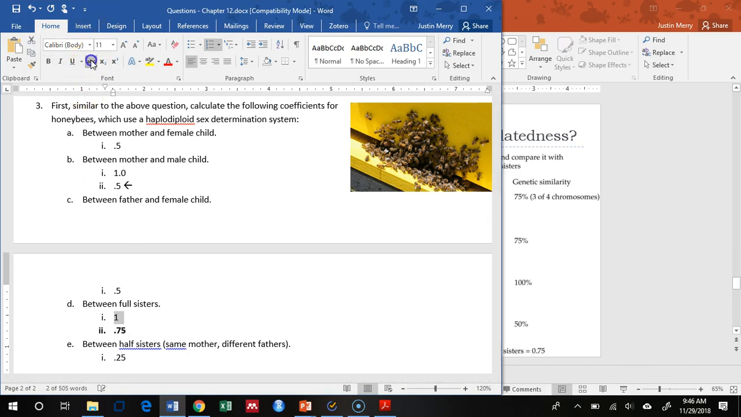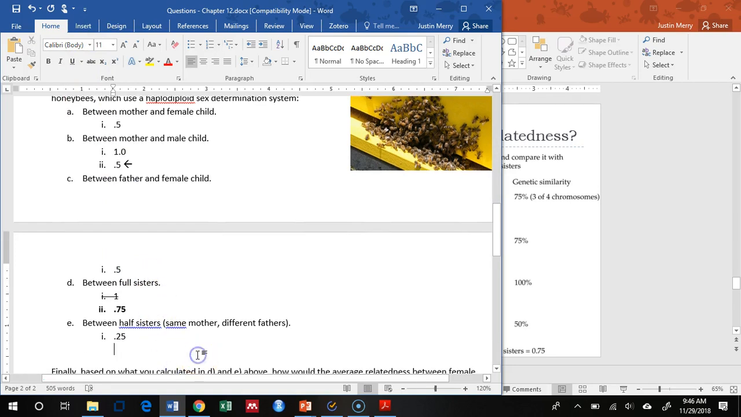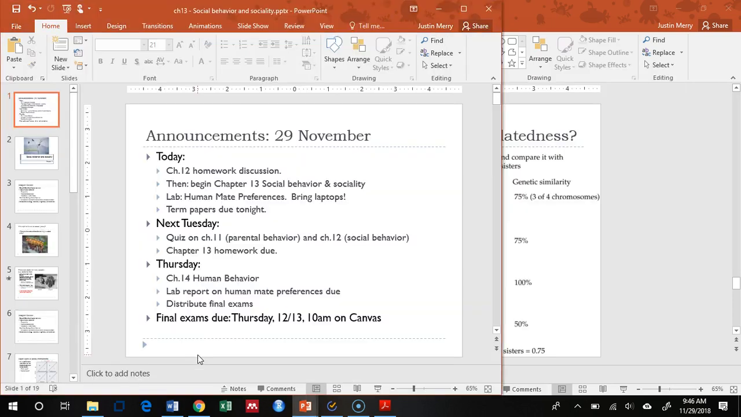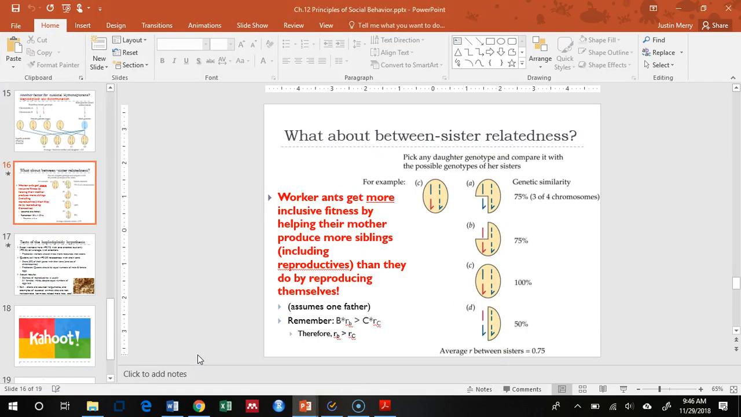Strike that one. Are we okay with E? Because I think, if anything, E is harder. It's sort of the next step up. But the idea here is you have the same mother, but you have different fathers. We can actually flip back to that same figure to explain that one.